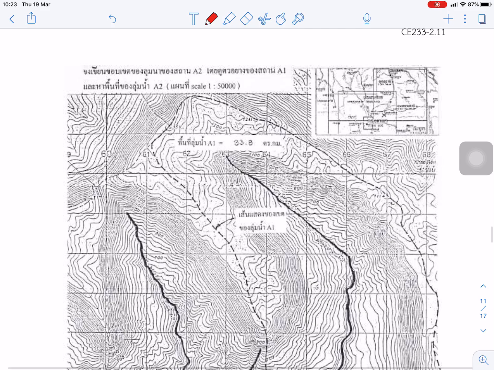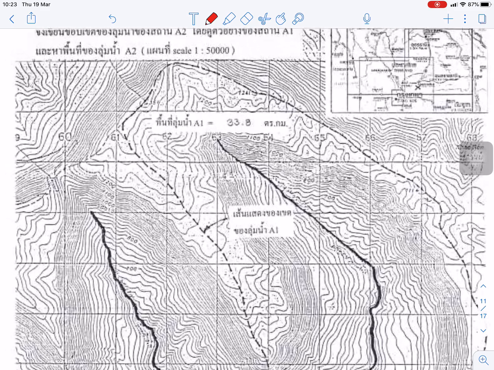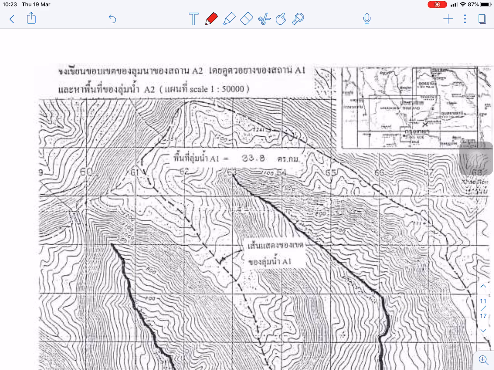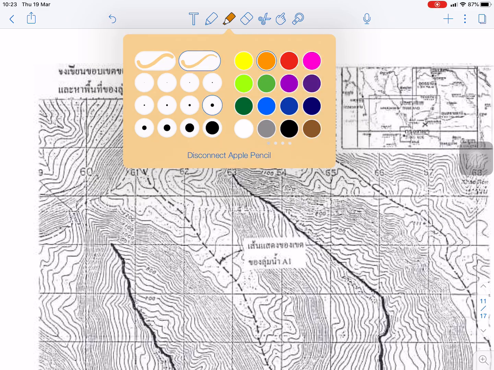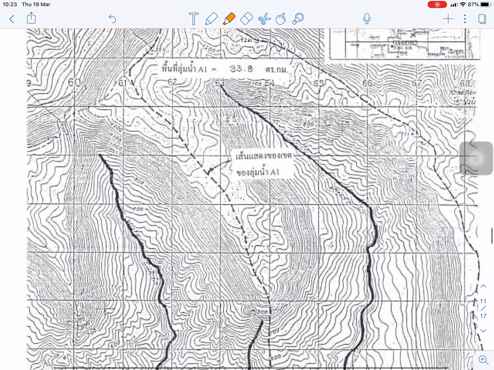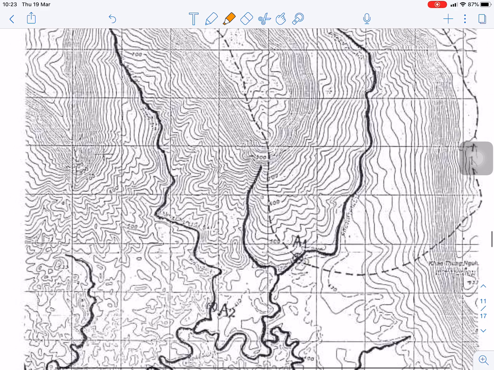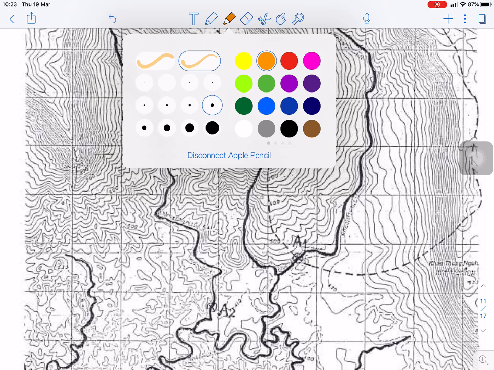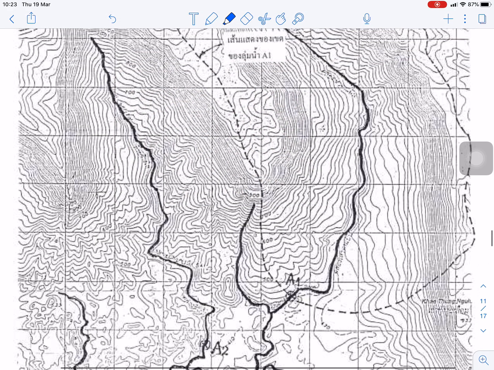This shows more clearly the topographic map at the same scale. In this, the black line is a stream line, or the water. This is a stream line, the lowest part of this area.